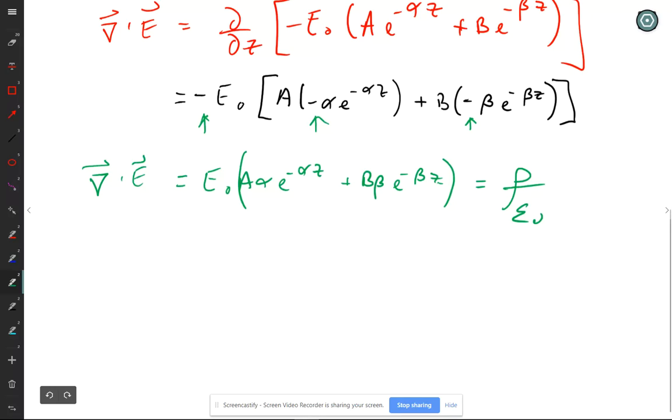So I've calculated del dot E, and according to the differential form of Gauss's law, that's equal to rho over epsilon 0. So I'm one step away from my final answer. What is the charge density in the atmosphere according to this law?